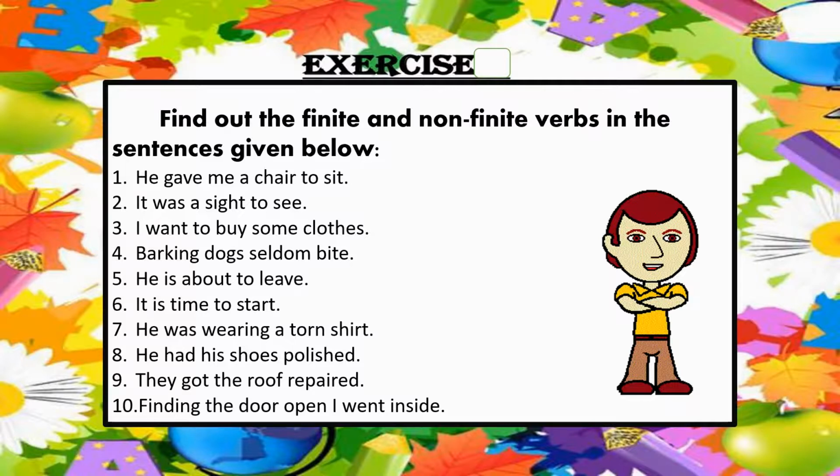It is time to start. Is is a finite verb, to start is a nonfinite verb. He was wearing a torn shirt. Was wearing is a finite verb, torn is a nonfinite verb. He had his shoes polished. Had is a finite verb, polished is a nonfinite verb.